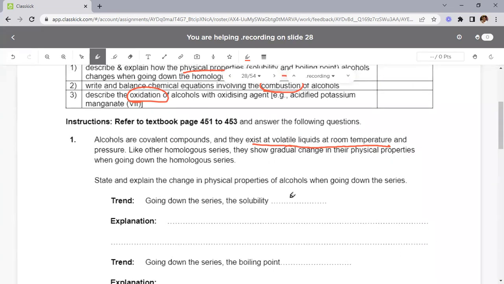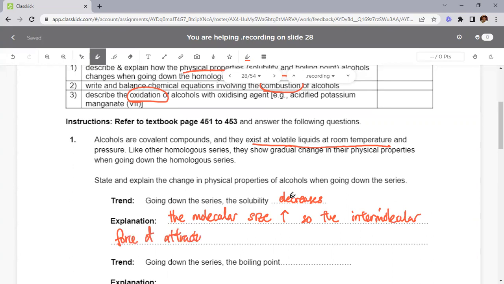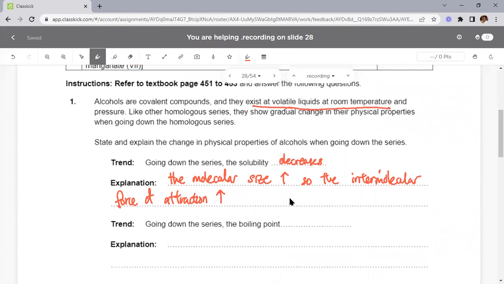When going down the series, what happens to the physical properties? The solubility of alcohol actually decreases. It becomes less and less soluble in water as you go down the series. The explanation is very simple: when you go down the series, the molecular size increases, so the intermolecular force of attraction increases. Because of the intermolecular force increasing, the alcohol becomes less soluble. You will only study this force of attraction and how it dissolves in more detail in tertiary education.